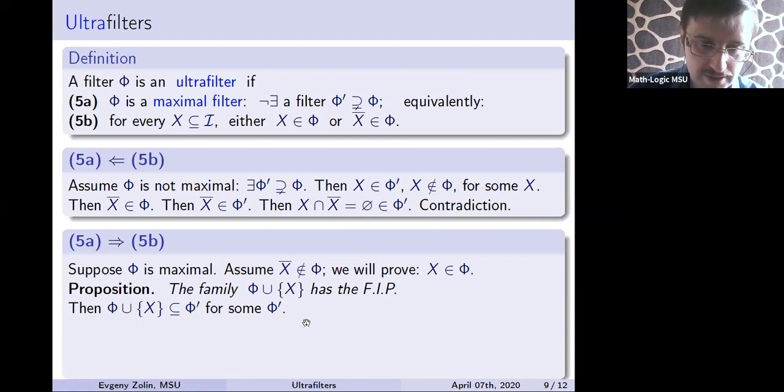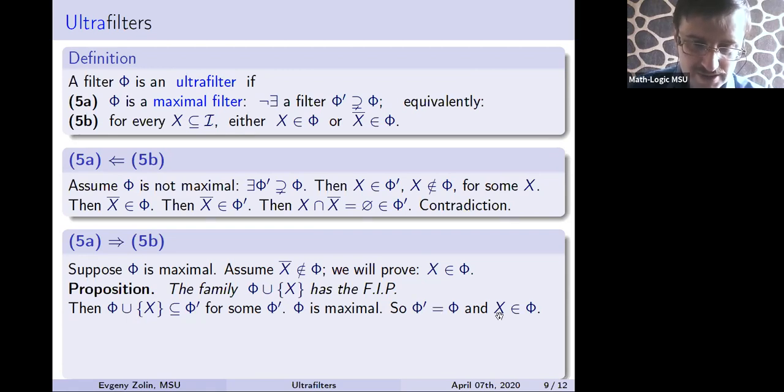But phi was maximal. It didn't have bigger filters. However, phi prime is bigger because, if X is not an element of phi, then this would be bigger. But since we know that phi is maximal, phi prime cannot be bigger. It must be exactly phi. And therefore, X is an element of phi. So we only need to prove this proposition.